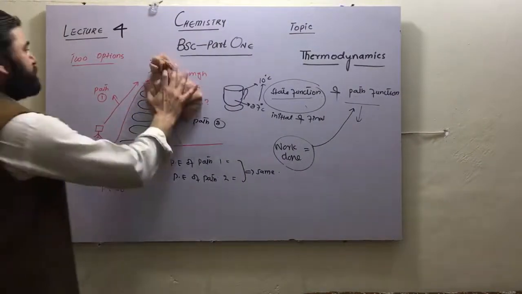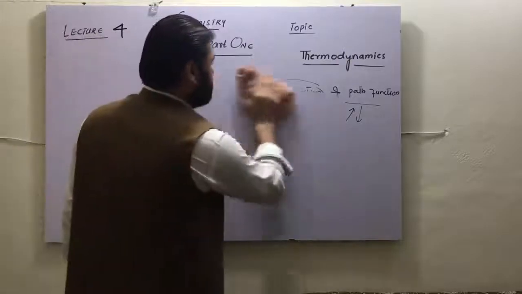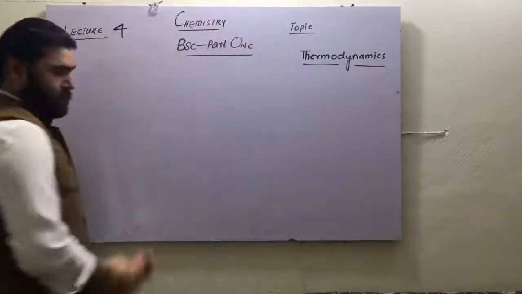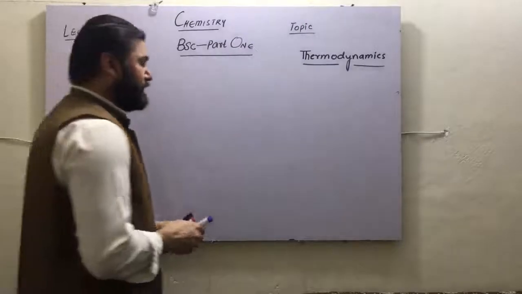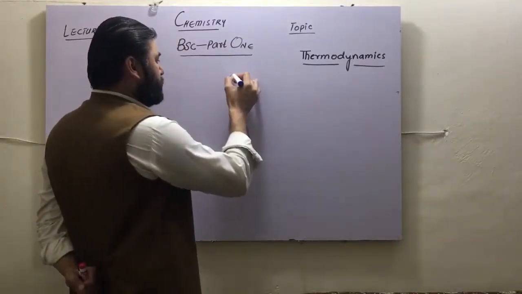Let me give you one example from organic chemistry. You might have studied in FSc, where I think SN1 and SN2, there are two. Let me give you an example of organic chemistry.